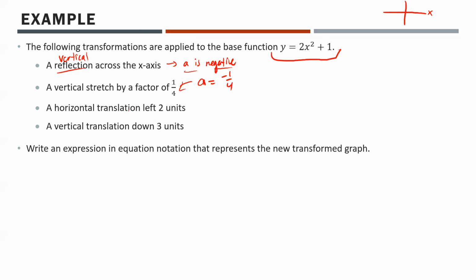Then we have a horizontal translation left by 2 units. That just means on the inside of the function, we'll have a +2. And then a vertical translation down 3 units. Well, that just means on the outside of the function, we'll go -3. Write an expression in equation notation that represents the new transformed graph.